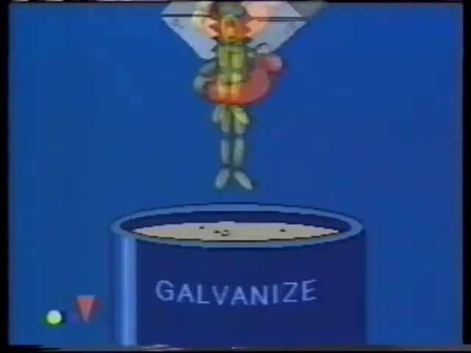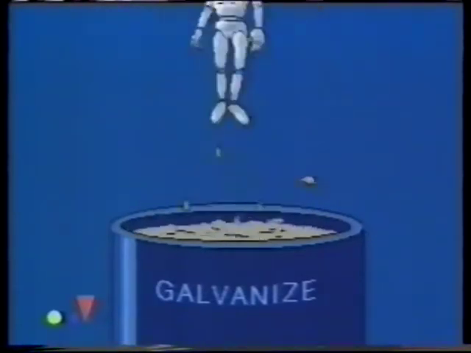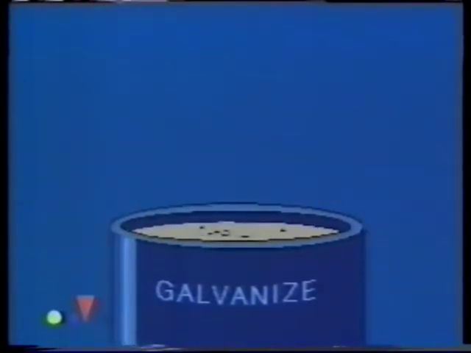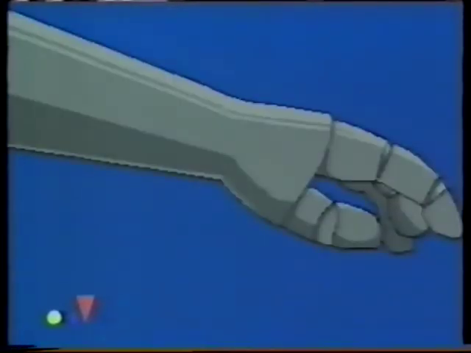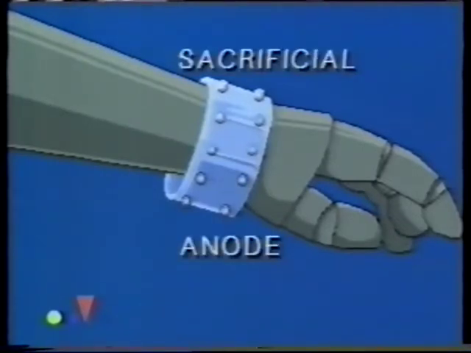If electrochemistry is the problem, it's also the solution. We can galvanize our robot by dipping him in a bath of zinc, which loses electrons more easily than iron. It's the zinc that oxidizes to leave a protective coating of zinc oxide. Safe, but very dull. A little flashier protection comes from robot jewelry, a sacrificial anode of magnesium.